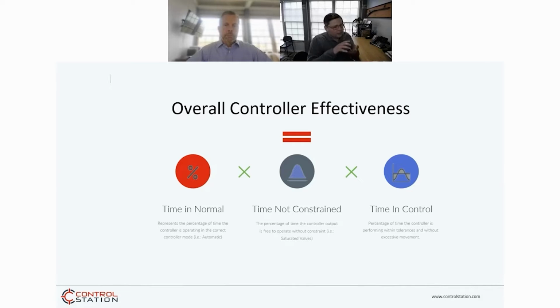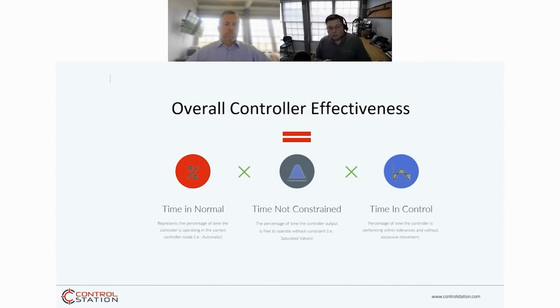By taking this number and multiplying these three numbers together, we end up with an overall controller effectiveness that is very sensitive to changes in performance and behavior, right? And so if everything's behaving well, I'm not constrained, I'm in normal, everything's there, you're 100%. But as soon as you start to constrain your output, or maybe you're not in the right mode, or you're starting to valve, starting to move around, that overall controller effectiveness will dip, and it'll actually dip pretty quickly, right? And that's what we want to see. We want to see numbers that are healthy and then start to dive quickly, so we can see these troublemakers, these changes in behavior, so we can go and investigate.